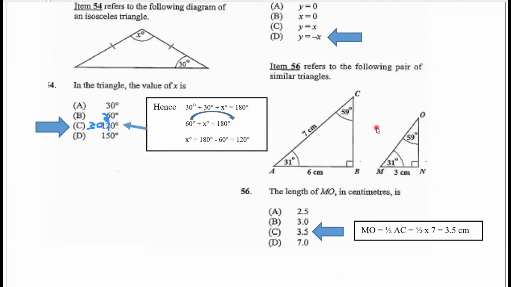56. Refer to the following pair of similar triangles. You all can see it. Similar triangles mean the angles are the same, and that the sides will differ by a ratio value. The length of MO in centimeters is what? Well, MN is half of AB, right? Half of 6 is 3. So going on that premise, we will also have to find half of 7, because to keep the similarity going. What's half of 7? 3.5, yeah? Let's see.